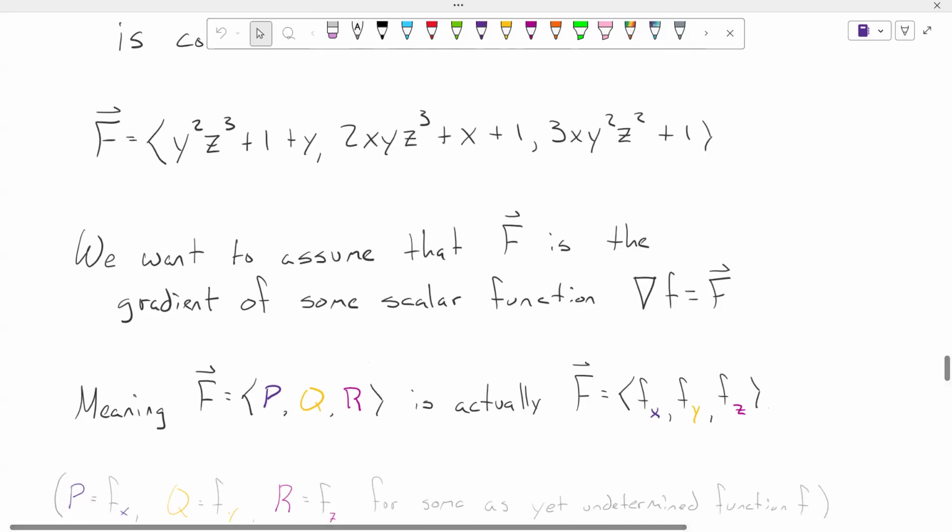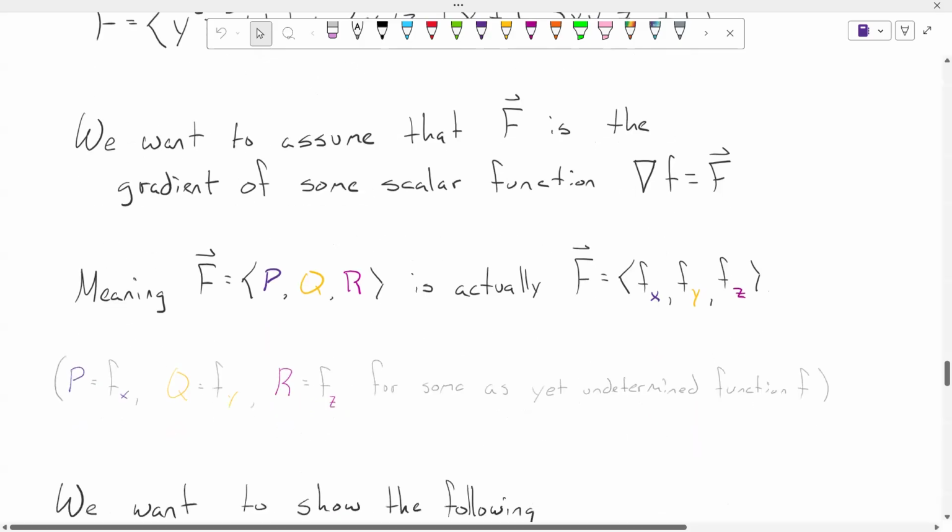Here's what we are really trying to say. If F is P, Q, R, so we're just going to give labels to its 3 components, then if it's a conservative vector field, those 3 components are really partial derivatives of f: partial x, partial y, and partial z. So that's what we wanted from a conservative vector field. If it's conservative, it has this property. Not all fields are the result of some gradient.